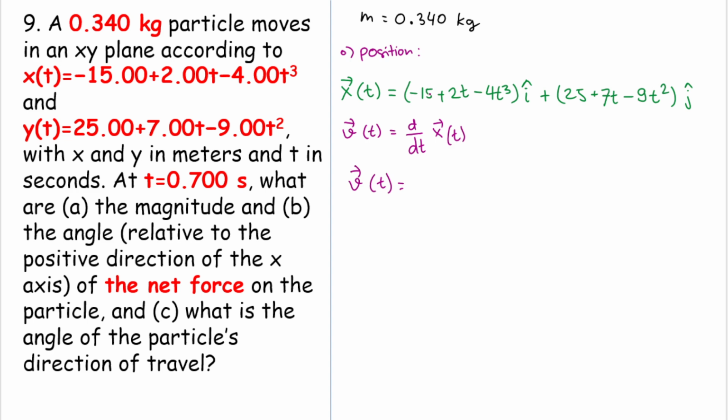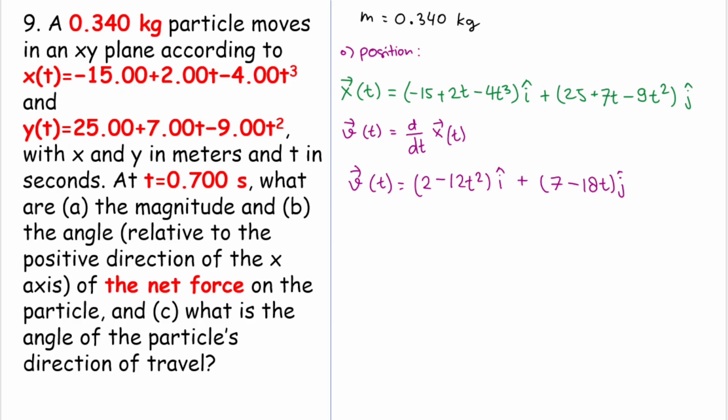We can take the derivative of this equation here and we can just use the power rule. So minus 15 will become 0, 2t becomes 2, right? So we'll have 2 and then minus 12t squared, and that will be on the i direction. And on the y direction, I also have this polynomial, so we can just use the power rule, where the derivative of 25 is 0, the derivative of 7t is 7, and the derivative of minus 9t squared is minus 18t.